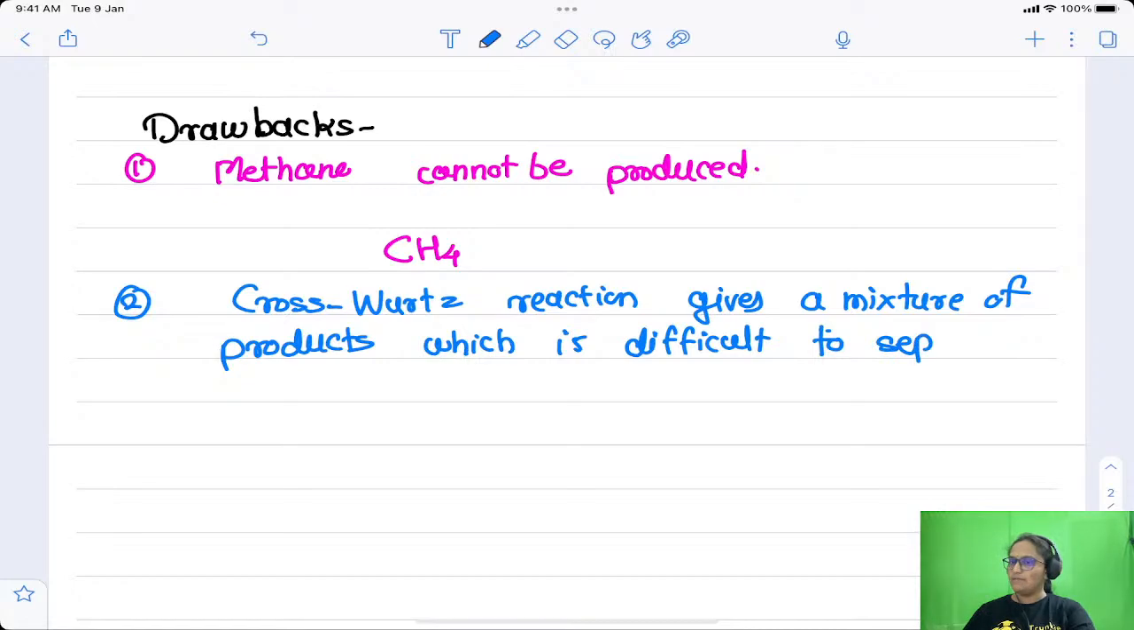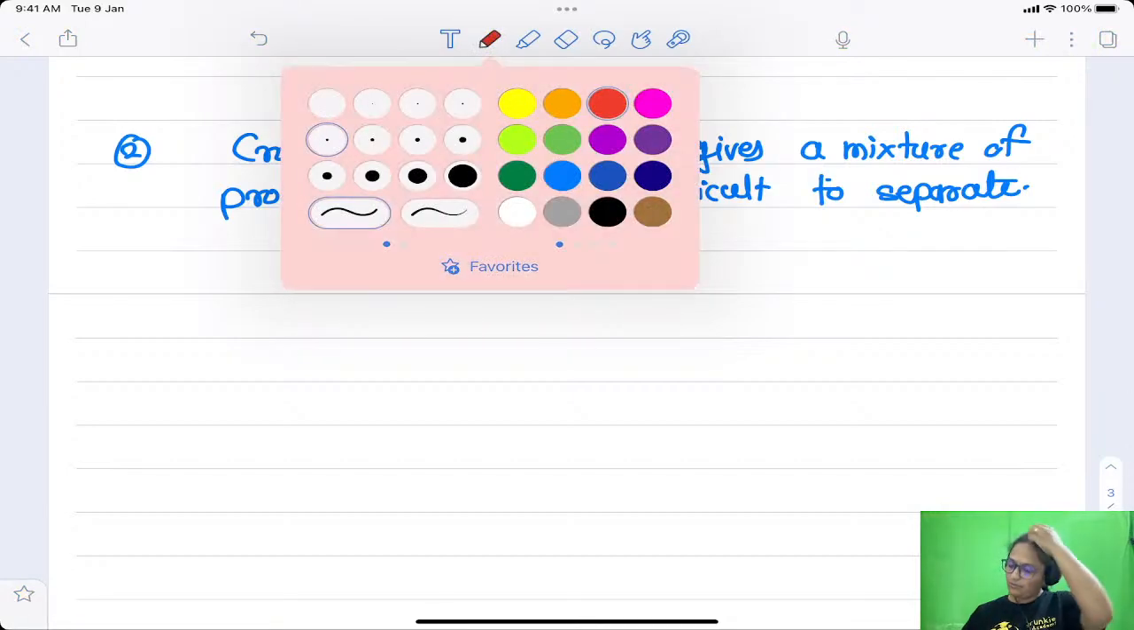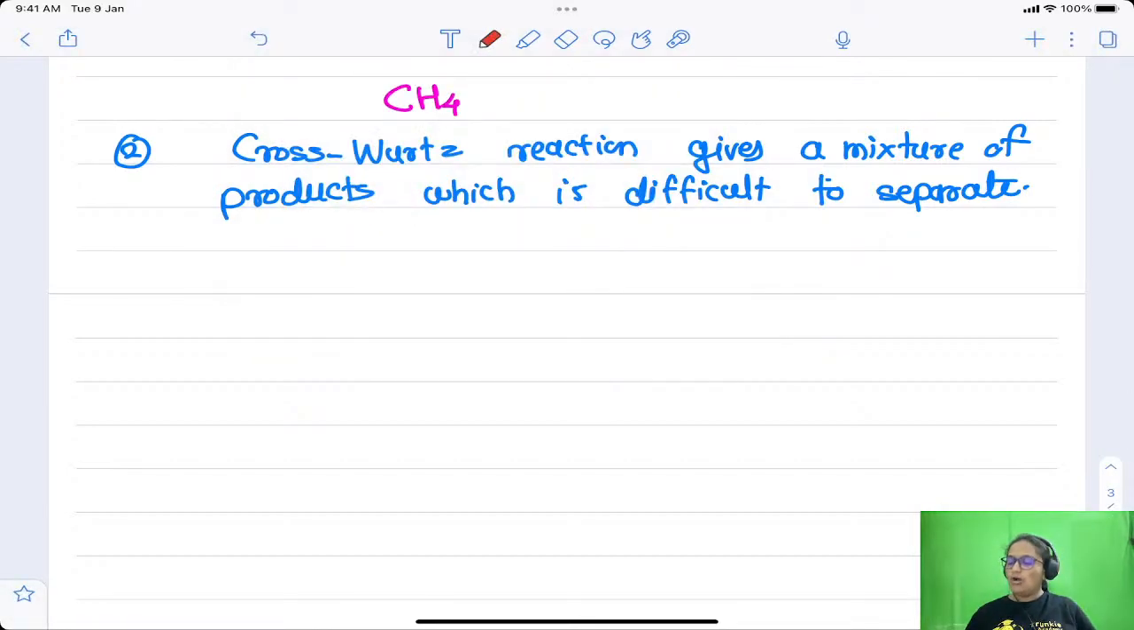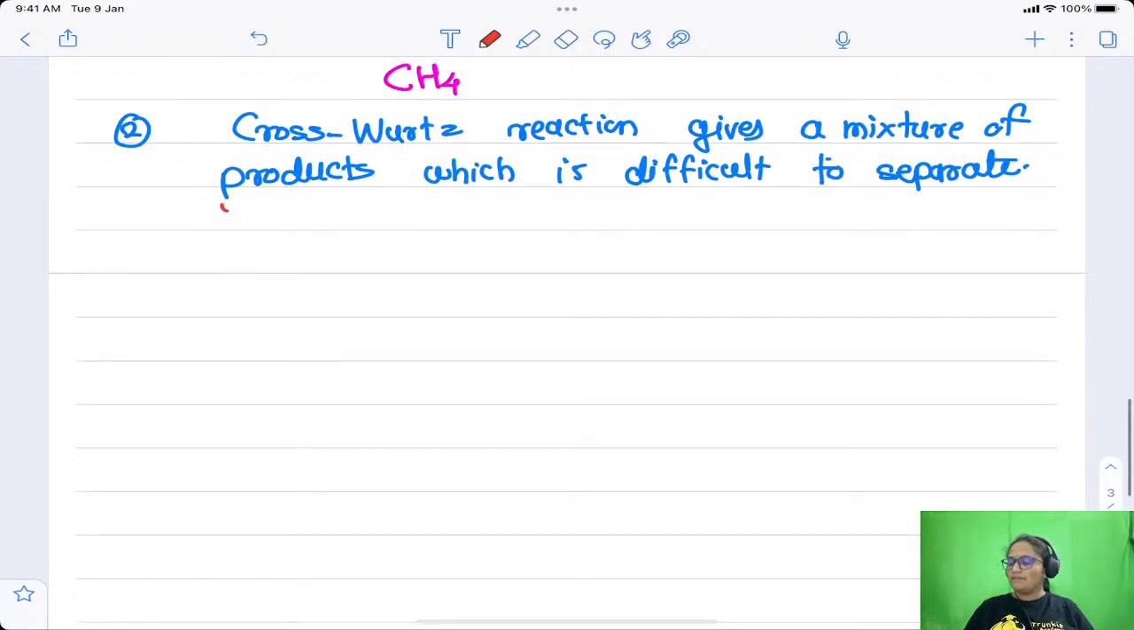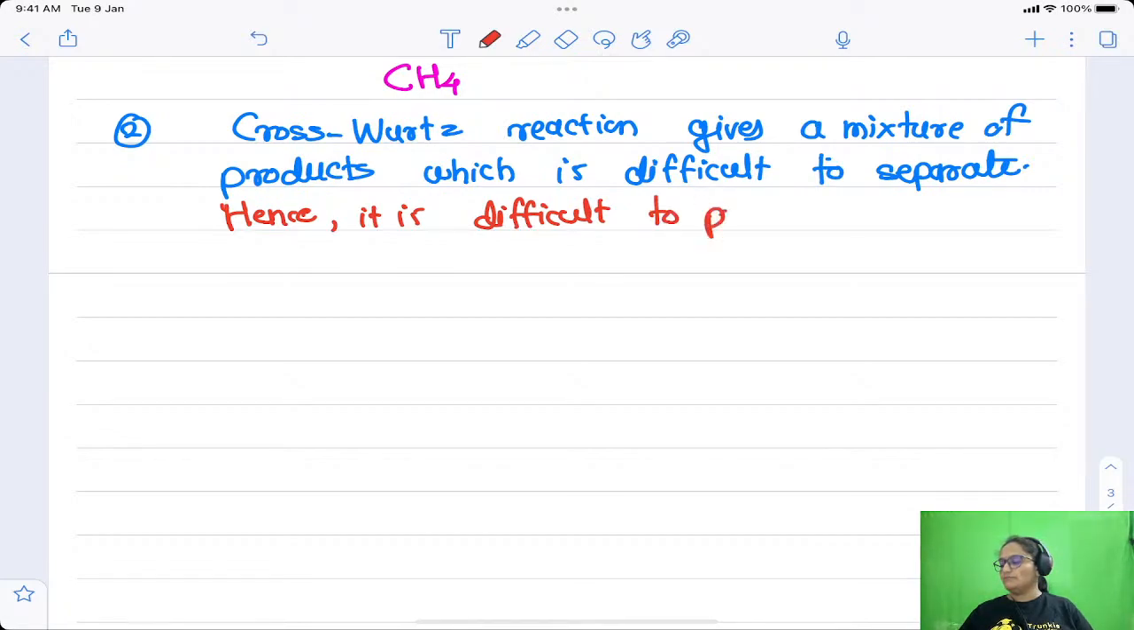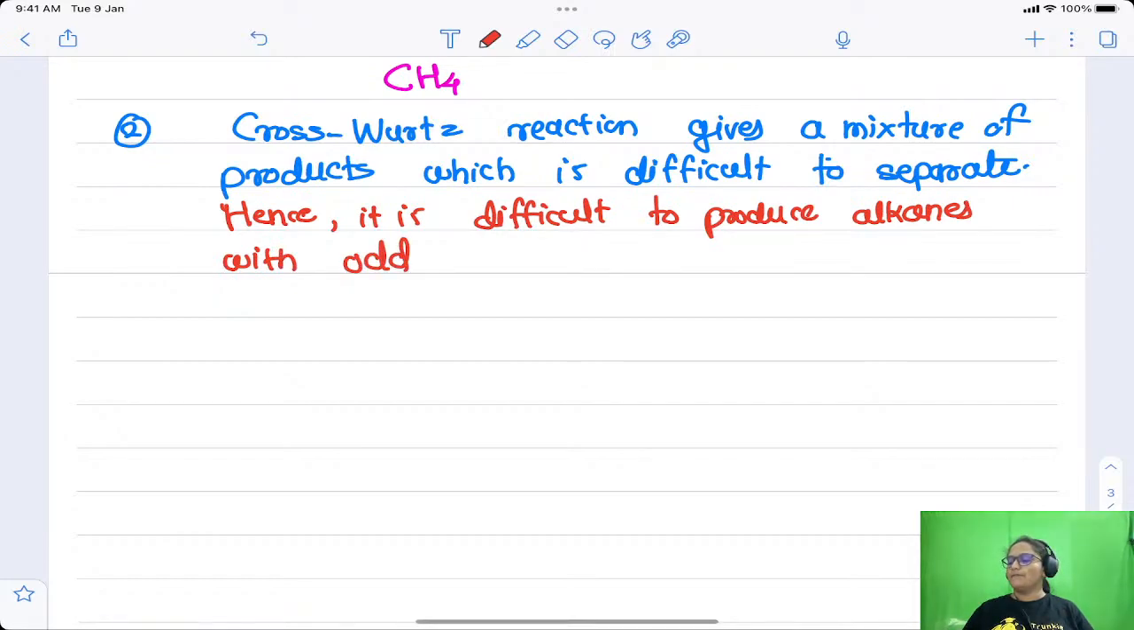Let us take a simple example of the cross Wurtz reaction. Due to this, we also cannot produce odd number alkanes. Hence, it is difficult to produce alkanes with an odd number of carbon atoms. Even numbers are possible, but odd numbers are difficult.